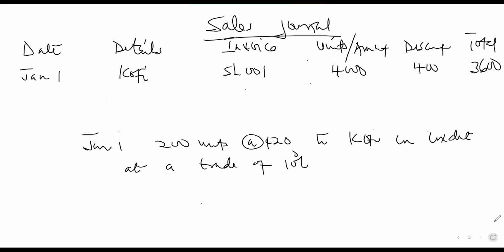The purchases journal also follows the same format. The return invoice doesn't have the discount. The returns don't have the discount column, but they all follow the same format. But the cash book and the general journal, they have a different format.